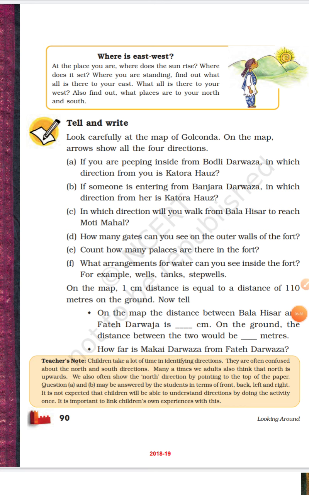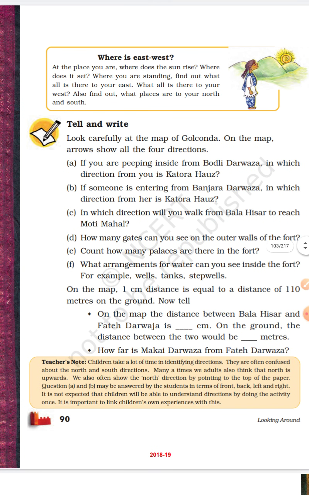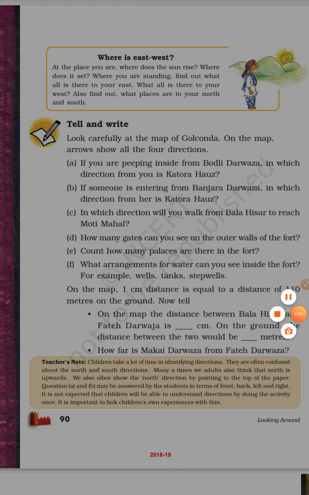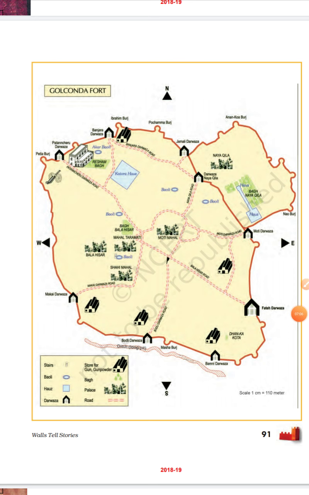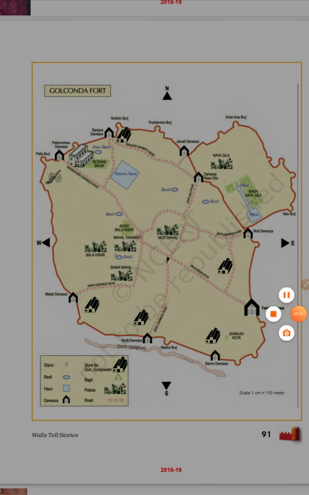Okay students, this is an activity on page number 90. You're supposed to observe this map and try to write down the answers to the questions.